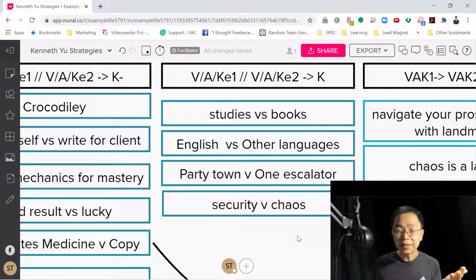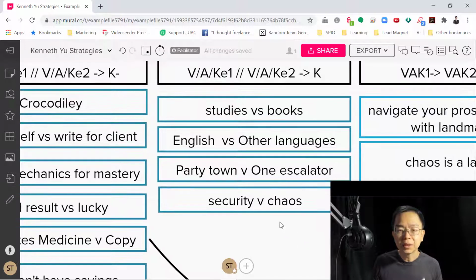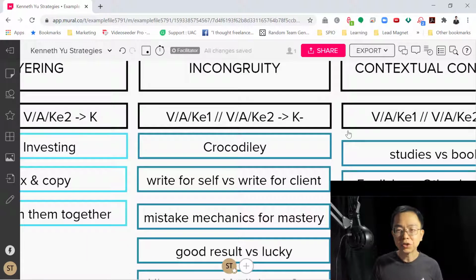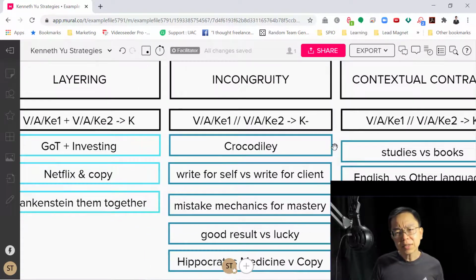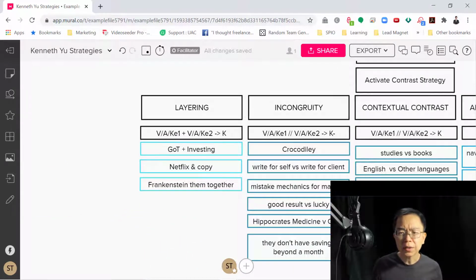The moment you see this context, it's interesting. Security versus chaos. Security comes from his description of religion, but chaos comes from everything else outside, right? So if you understand the chaos, security helps you to handle chaos a lot better, which is interesting. All right, and of course, contextual contrast is not as strongly brought out here, but I can imagine how it is used very powerfully in a sales copy, right?